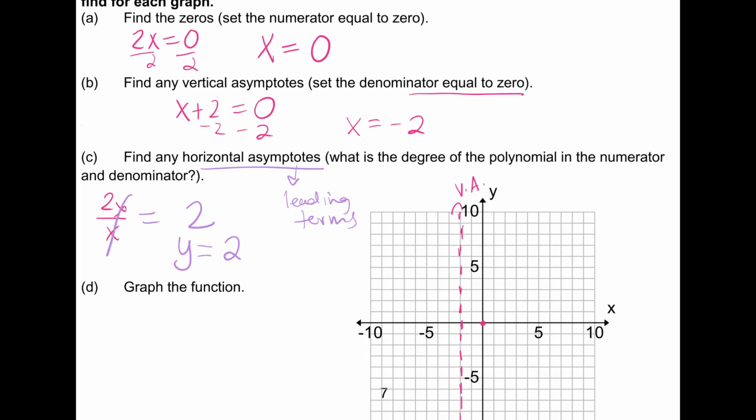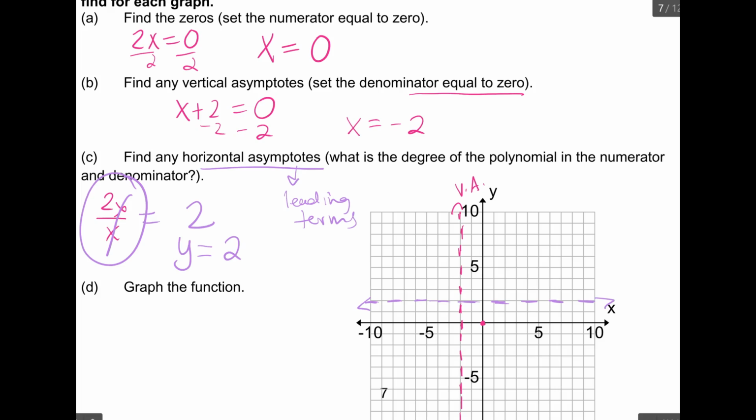So we look at the highest terms, I set them on top of each other, and I see what happens. Do the variables cancel out? Am I left with a variable on top, or am I left with a variable on bottom? Those are your only 3 cases. If the variable cancels out, I'll just have the coefficients. Here I have 2 over 1, so I'll have a horizontal asymptote at y equals 2.